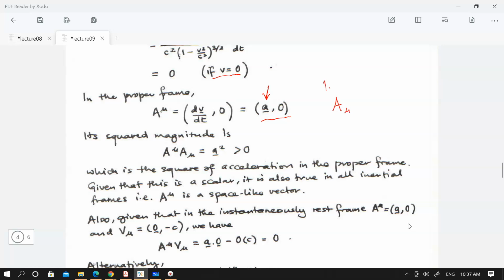In the proper frame, this will be just A, and usually we replace the fourth component by a minus sign, but minus 0 is just 0. So you get essentially A squared, and A squared is a positive quantity, so that gives you a quantity greater than 0. So in other words, your A mu is really a space-like vector.